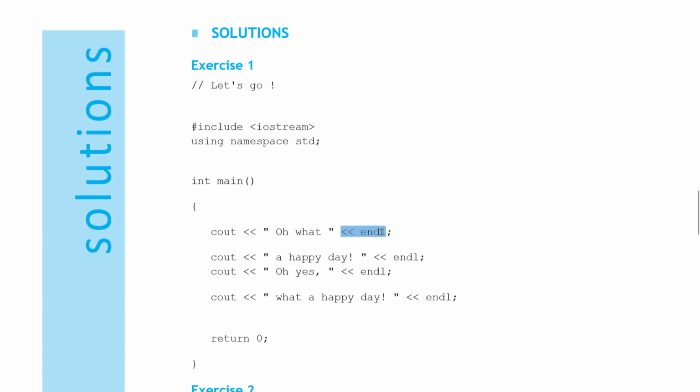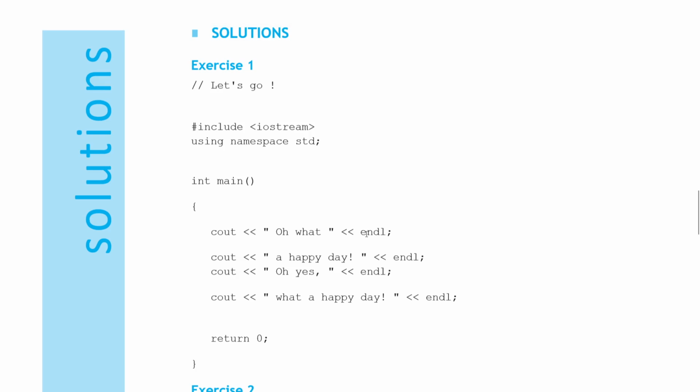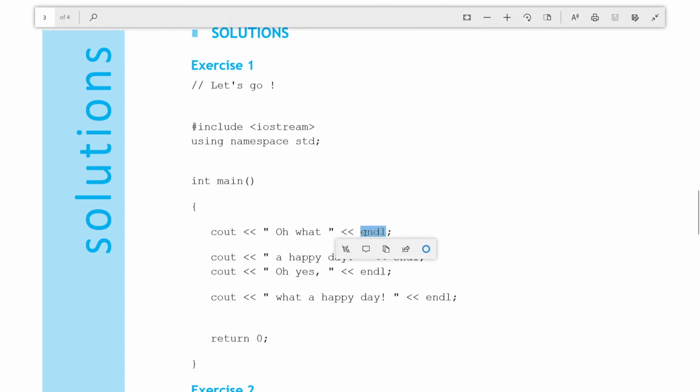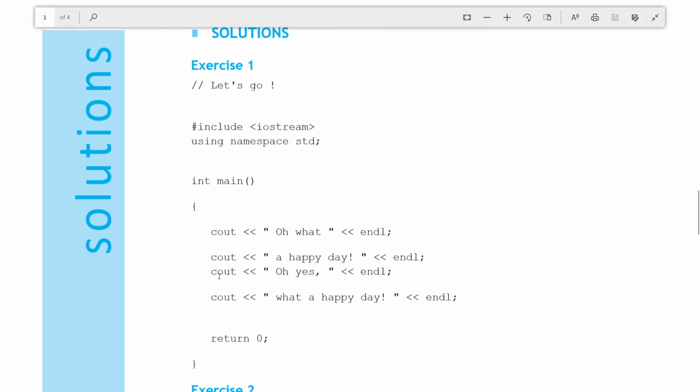And then we add the endl to let the program know that we're not outputting anything else to the stream, and we end that statement. So with endl, that's what allows us to start that new line. We go again, cout, happy day, and then endl to end that line, and then so on and so forth.